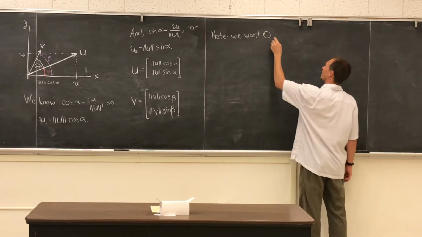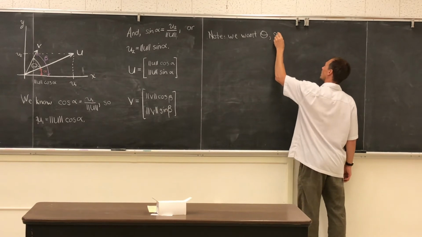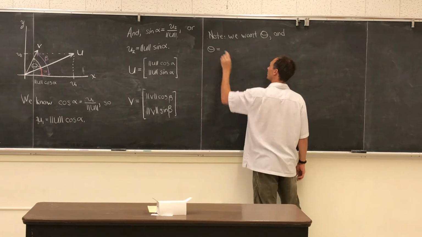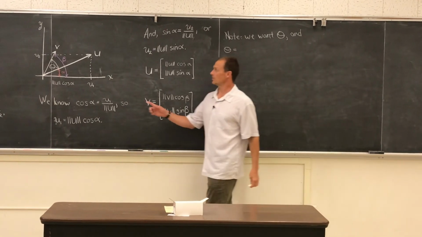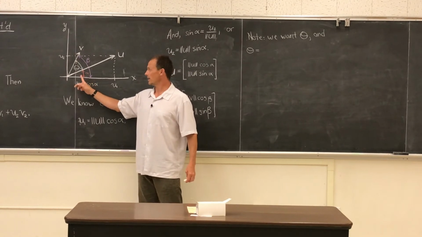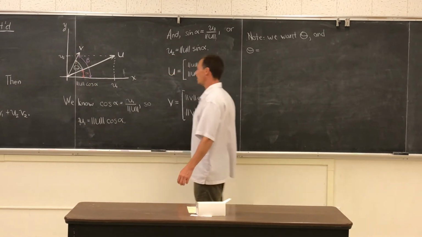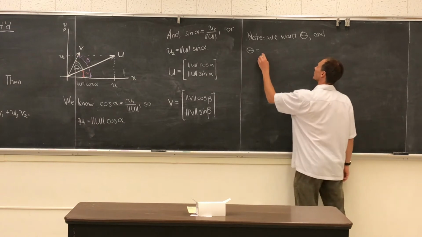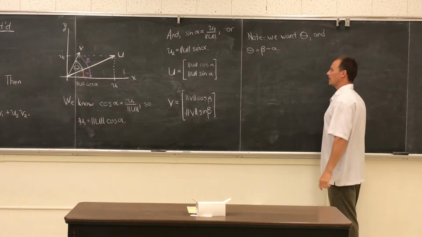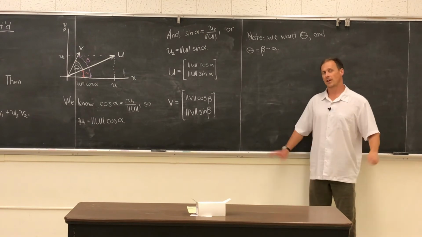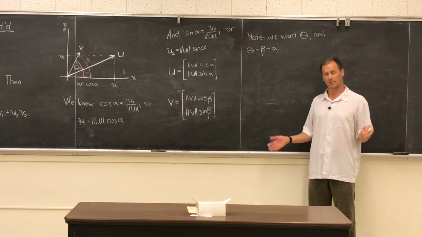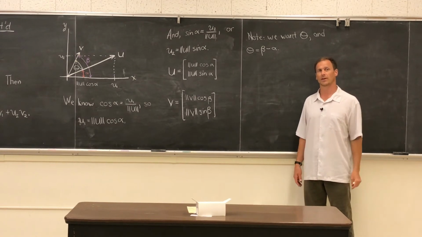But look at what theta is. Theta is equal to, if you take the angle beta and you subtract the angle alpha, you'll have theta. So let's see what we can do with that. So it's beta minus alpha. Okay. At this point, we know nothing else other than the dot product about vectors. So let's take the dot product of u and v and see what happens.